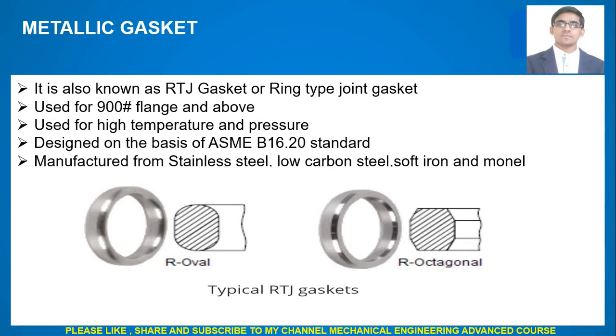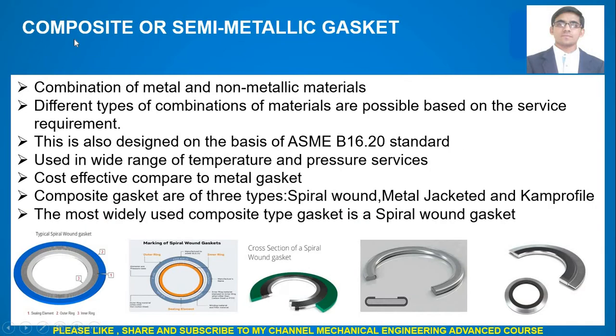There are two types of metallic gasket. First one is RTJ oval and second one is RTJ octagonal, that is also represented as R oval or R octagonal. This RTJ oval gasket is used with RTJ oval flange, and this RTJ octagonal gasket is used with RTJ octagonal flange. So now we'll see composite or semi-metallic gasket.